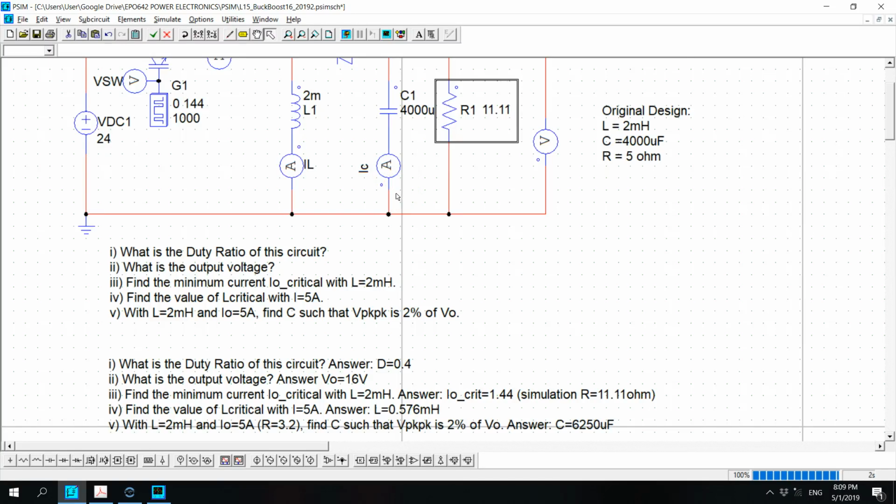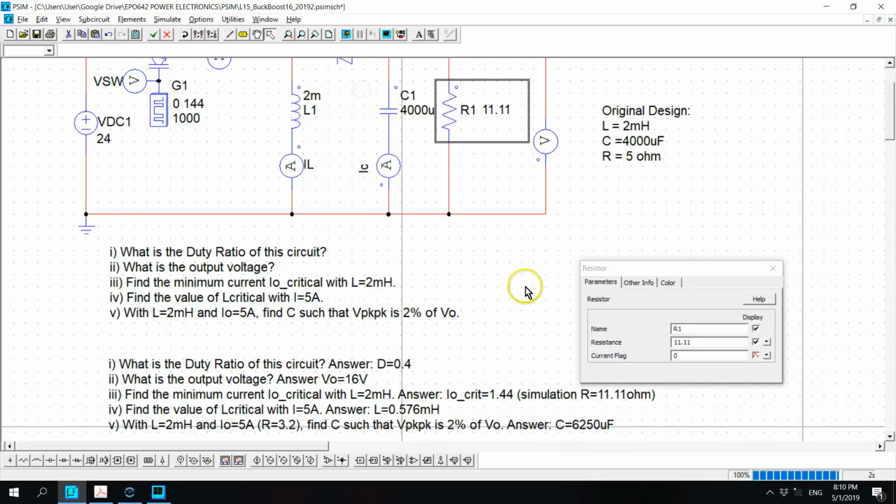Now let's do number 4, which is to find the value of L critical. What is L critical here? The output current is 5 amp, right? If you want the output current to be 5 amp, it will be 16 divided by 5. That will give you a resistor value of 3.2 ohm.